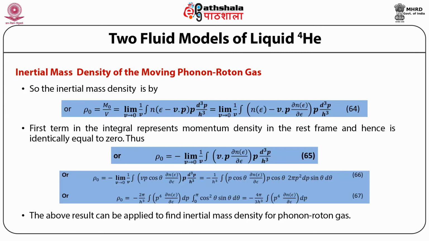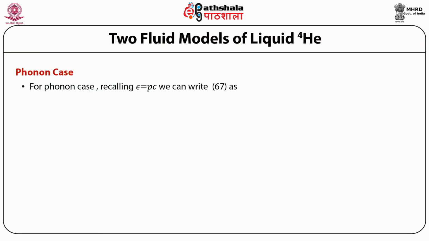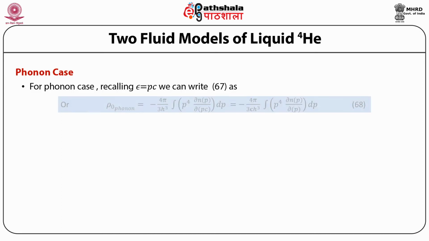The above result can be applied to find inertial mass density for phonon roton gas. Let's look at these two cases separately. Phonon case. For the phonon case, recalling epsilon is equal to pc, we can write 67 as rho 0 corresponding to phonon is equal to minus 4 pi upon 3 h cube integral of p power 4 delta np upon delta pc dp, which is equal to minus 4 pi upon 3 c h cube integral of p raised to power 4 partial derivative of np with respect to p dp.